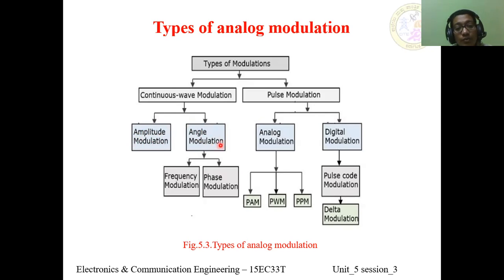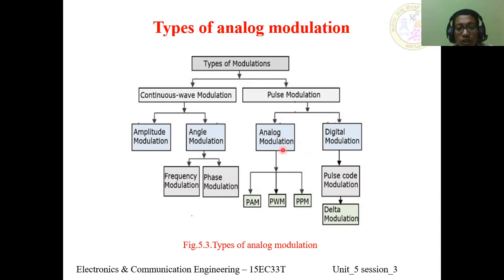In angle modulation, again we have two characteristics, frequency and phase. Depending upon that, we can classify into frequency modulation and phase modulation. In frequency modulation, the frequency of the carrier varies in accordance with the message signal. In phase modulation, the phase of the carrier varies in accordance with the message signal.